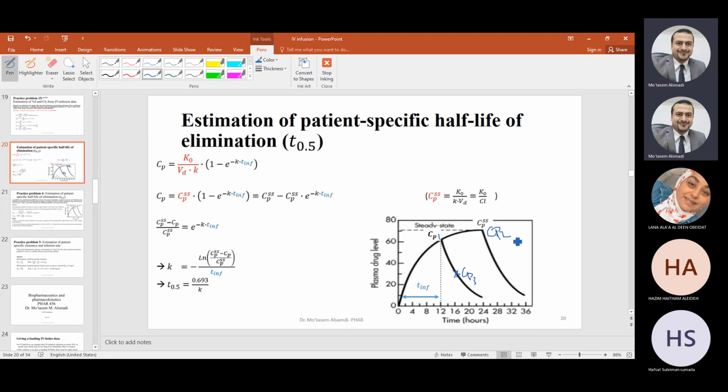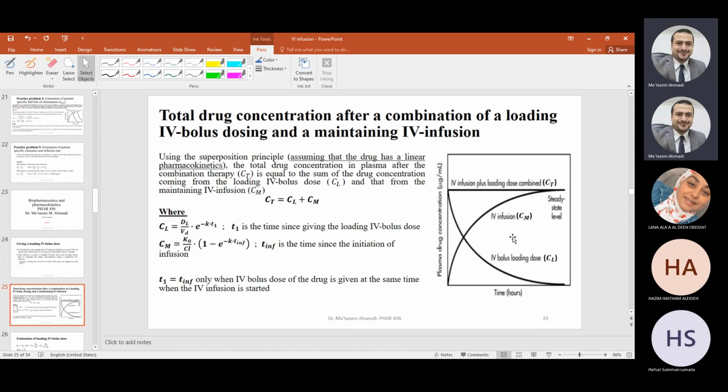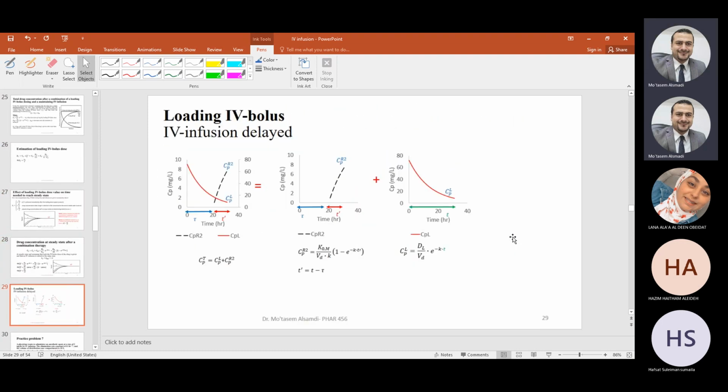How will you understand whether I'm giving you CP3 or CP2? By drawing. If you draw that question, you understand the question. So most probably, you will solve the question, right? Any questions about IV infusion? And I'll give you a brief introduction about the next chapter, to multiple IV bolus dosing.